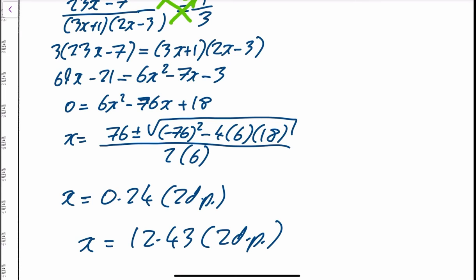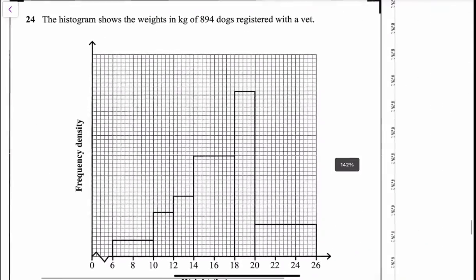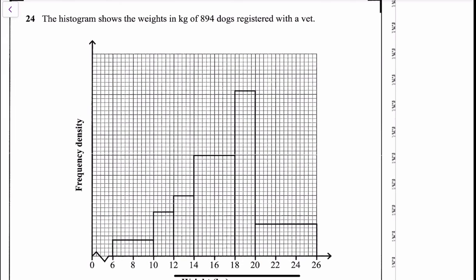Okay, the next question is a histograms question. Typically my least favourite questions on a paper. It says a histogram shows the weights in kilograms of 894 dogs. Now, I hadn't even noticed they had said this the first time I did it, but I was glad they had, because it meant I could check what I had done.